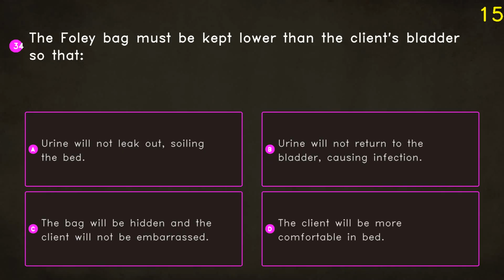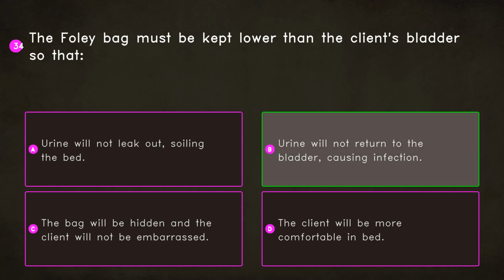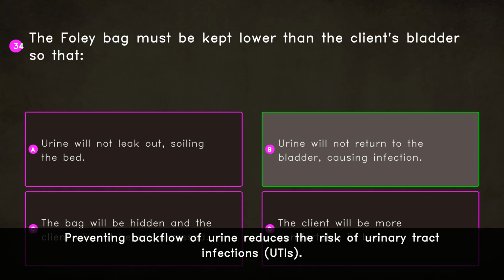Question 34. The Foley bag must be kept lower than the client's bladder so that A. urine will not leak out, soiling the bed. B. urine will not return to the bladder, causing infection. C. the bag will be hidden and the client will not be embarrassed. D. the client will be more comfortable in bed. The correct answer is urine will not return to the bladder, causing infection. Preventing backflow of urine reduces the risk of urinary tract infections, UTIs.